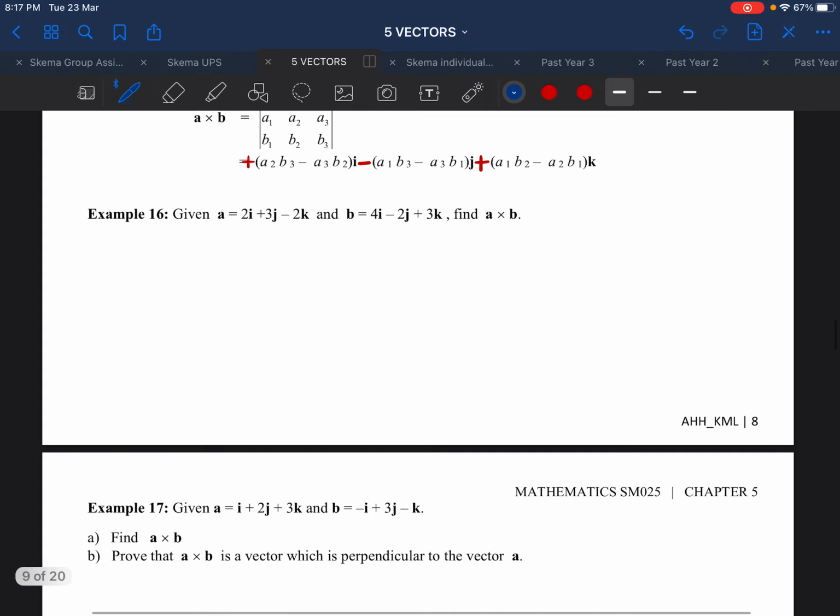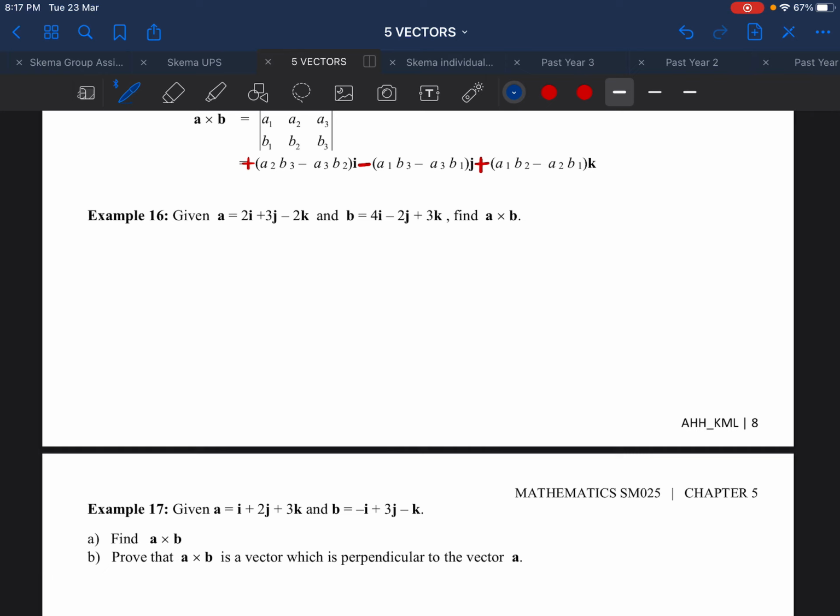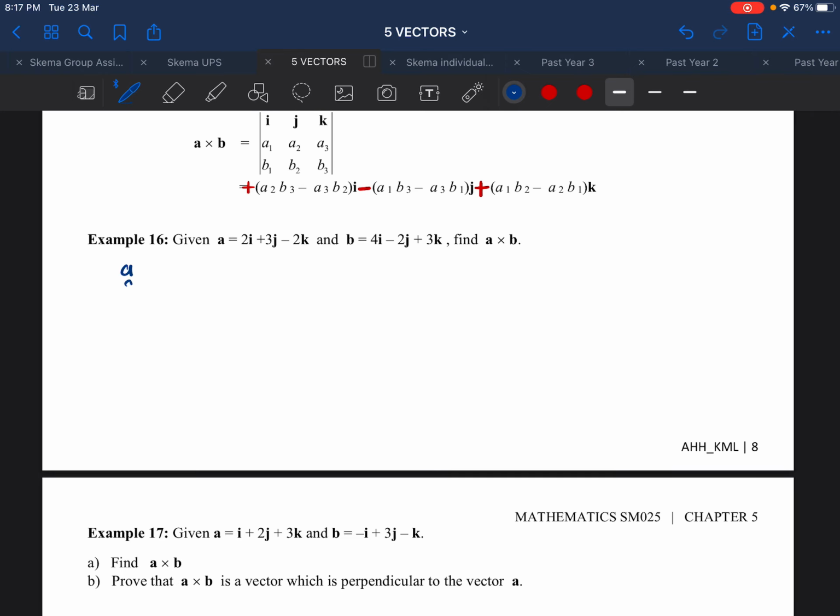Seterusnya kita tengok example 16. Kita cuba cari cross product kita. A cross B equals to, kita buatlah dalam bentuk determinant. Kita ada vector I, vector J, vector K, kat sini kita ada 2, 3, negative 2, sini kita ada 4, negative 2, 3. Buat macam mana yang kita cakap tadi. First kita tutup I. Ingat ni positif. So kita ada 3 times 3, negative 2 times negative 2. Kita kena darabkan dia. 3 times 3 kita ada 9. Negative 2 times negative 2 kita dapat 4. So minus 4. Dekat sini ialah I.